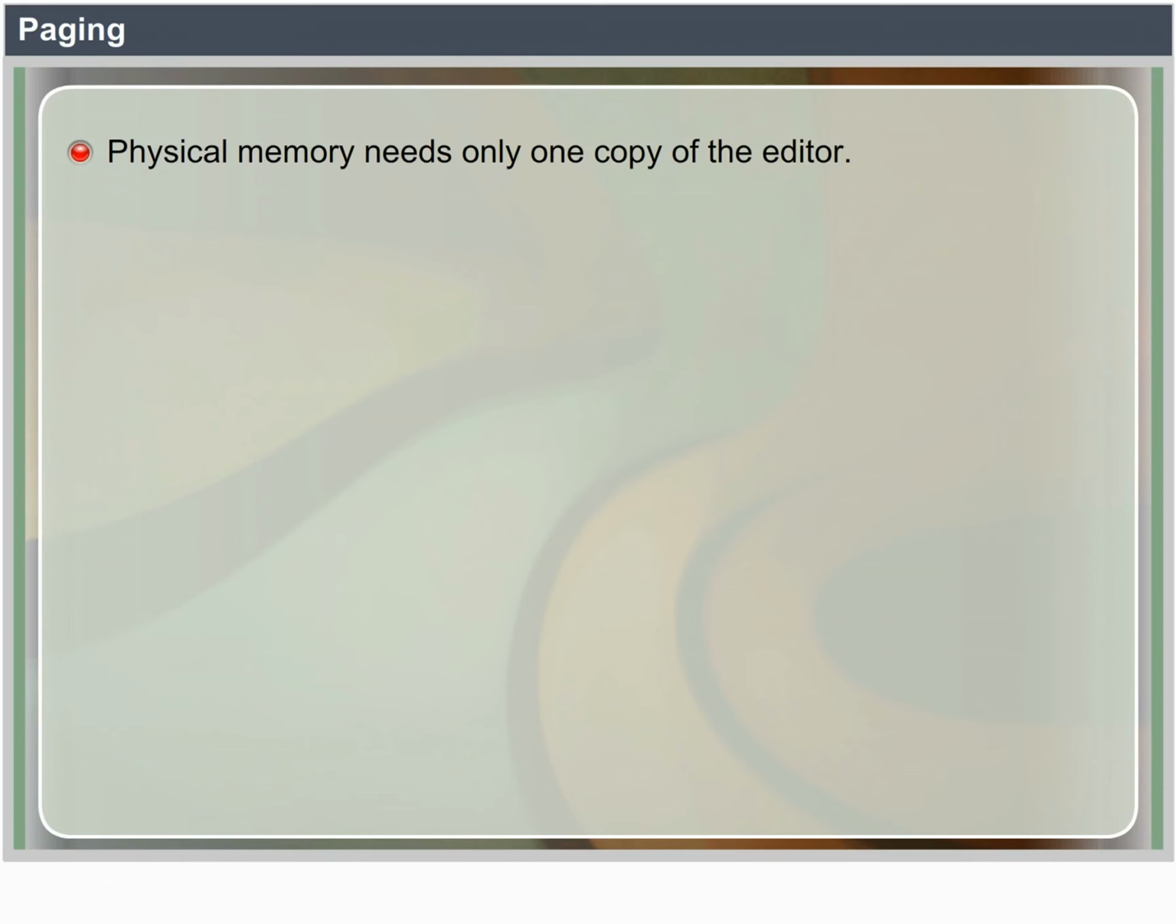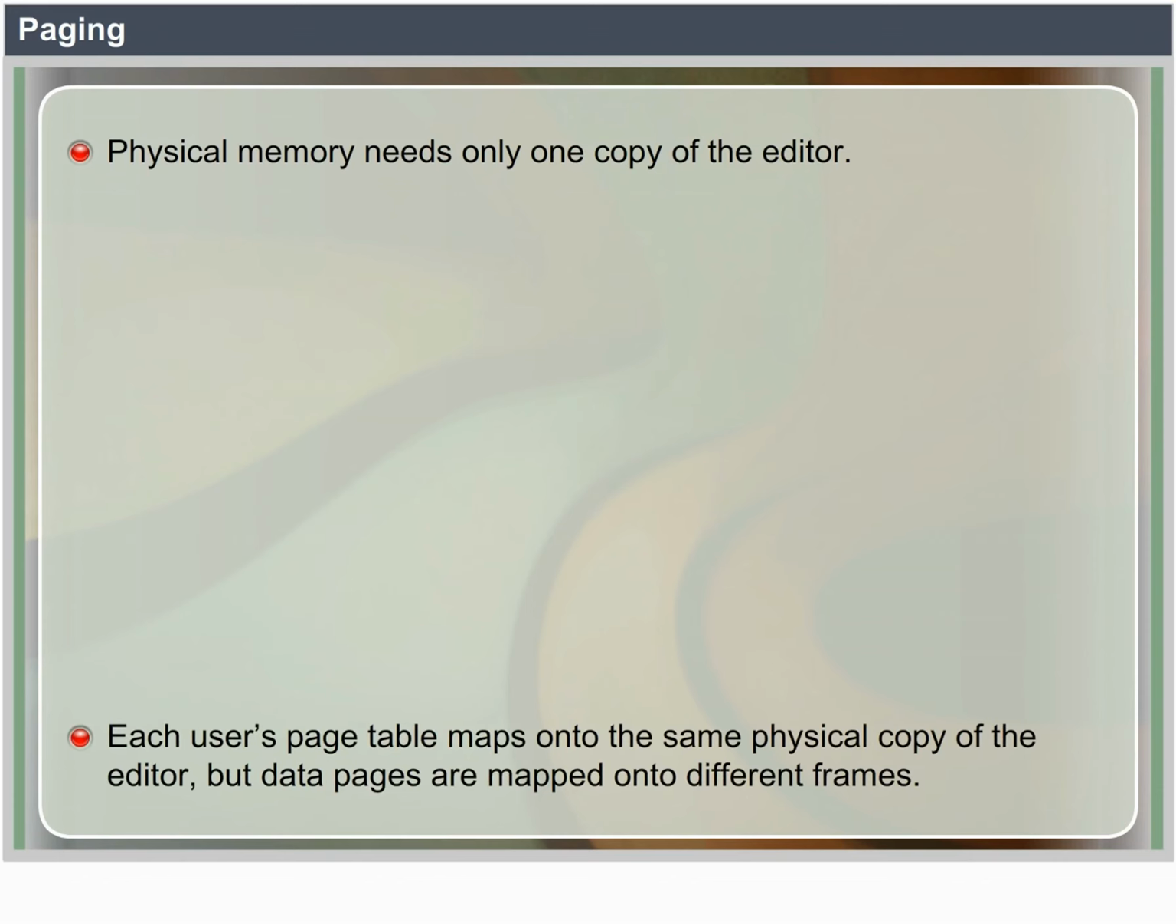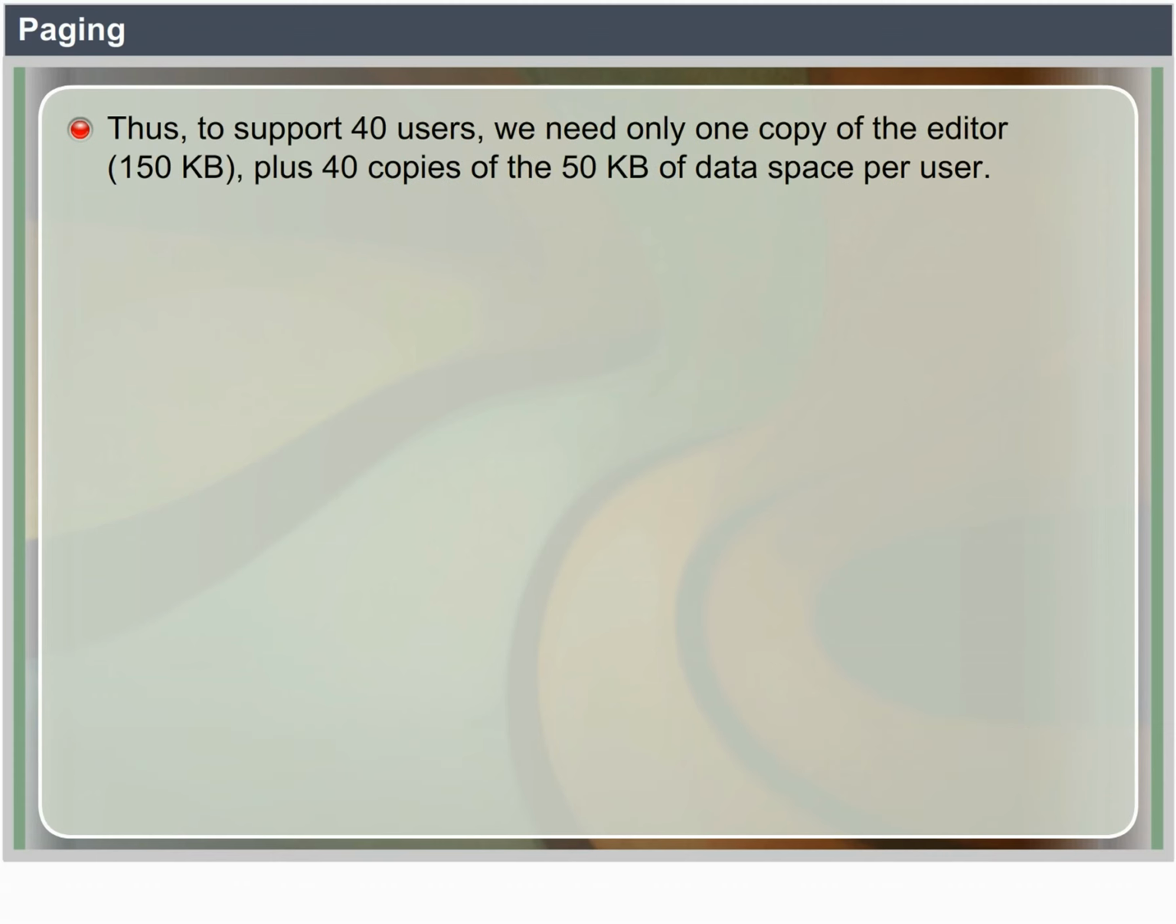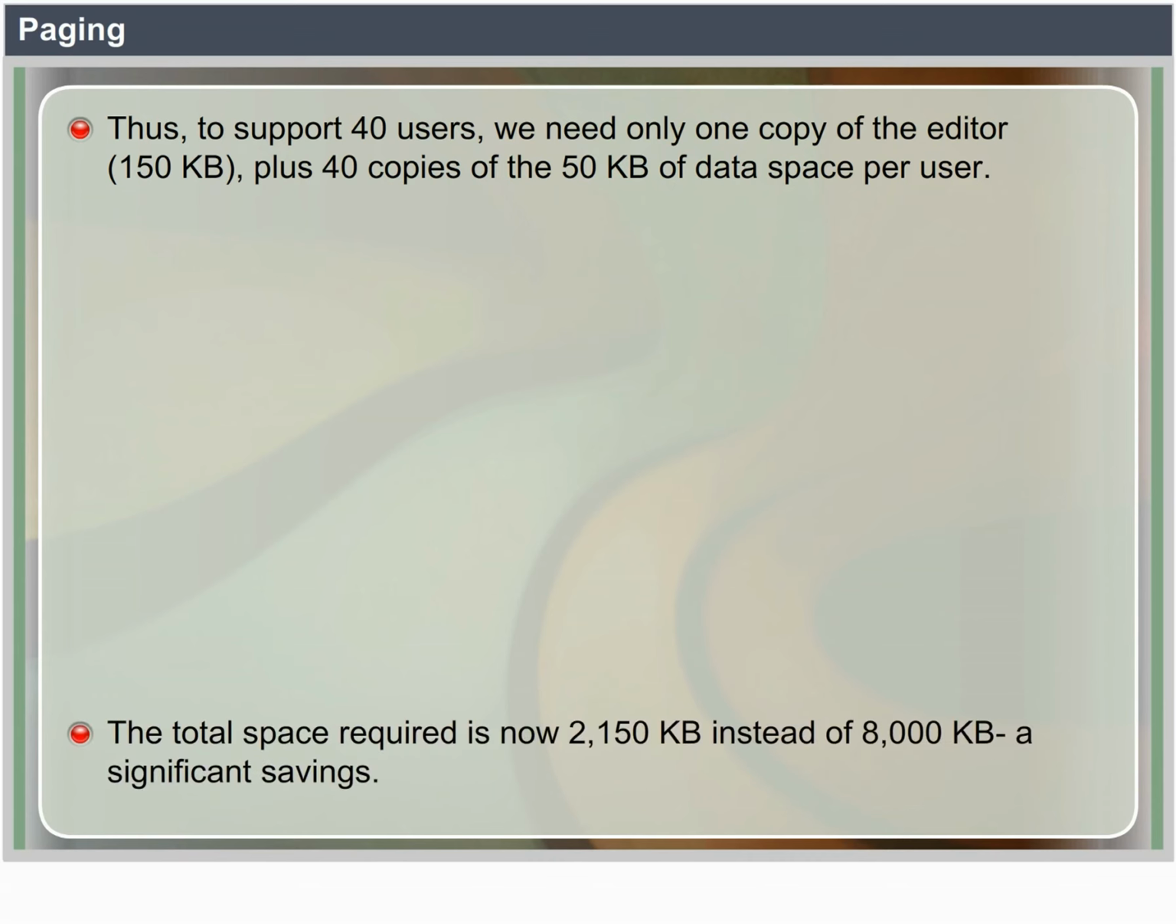Each user's page table maps onto the same physical copy of the editor, but data pages are mapped onto different frames. Thus, to support 40 users, we need only one copy of the editor, 150 kilobytes, plus 40 copies of the 50 kilobytes of data space per user. The total space required is now 2,150 kilobytes instead of 8,000 kilobytes, a significant saving.